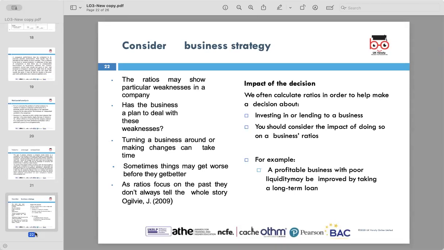2019. So, on the impact on decisions, financial ratios play an important role in decision-making processes such as investing, lending, or strategic planning. For example, a profitable company with liquidity challenges might benefit from acquiring a long-term loan to improve its cash flow position. Evaluating the impact of such decisions on financial ratios helps stakeholders anticipate potential improvements or risks associated with changes in the company's financial structure.